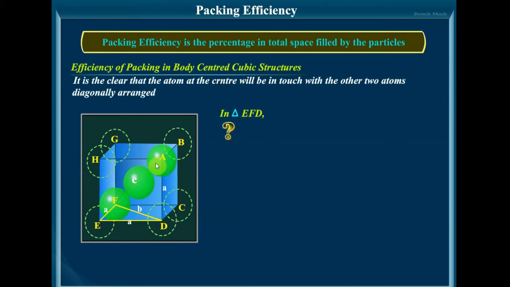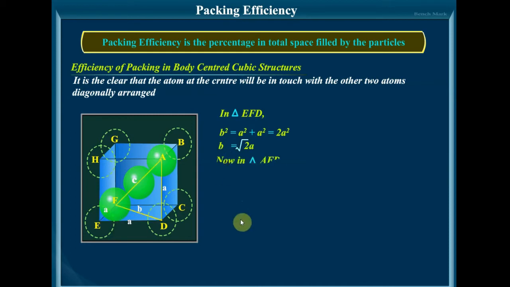So here we have taken a right angle triangle EFD. FD, the face diagonal, is taken as b. So b square is equal to the edge lengths EF and ED, which are taken as a. It is a square plus a square. You get 2a square. b square is equal to 2a square, and b is equal to root 2 a.